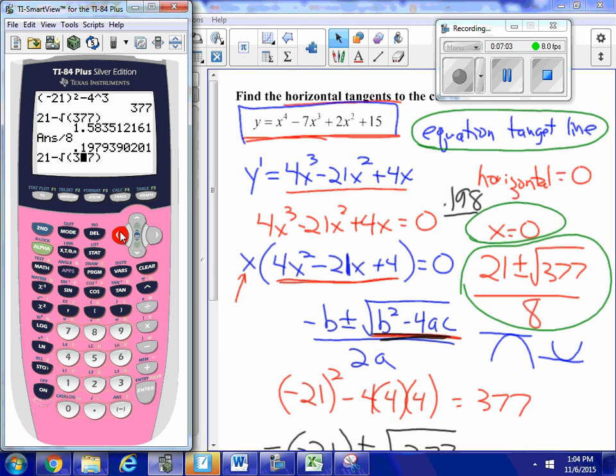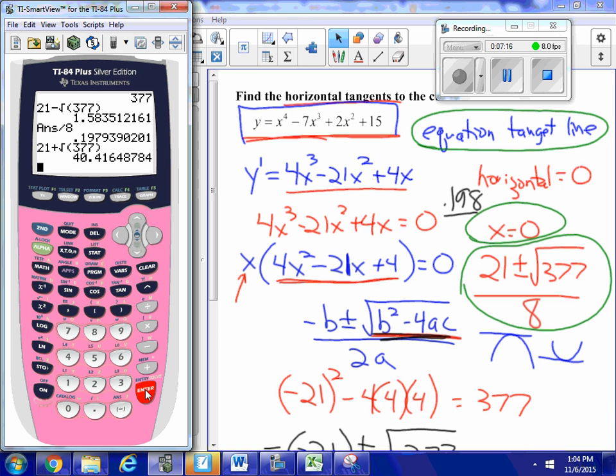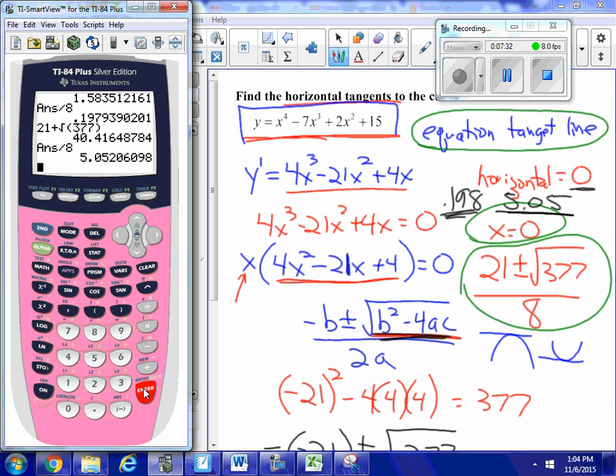And if I want to go to plus, I can just go back up here and copy that, enter, and then change it to a plus. Whoops, no, back here, hit it too many times. 21 plus the square root of 377, hit enter, and divide that by 8. And that's approximately 5.05. So at 0, 0.198, and 5.05, I should have local maximums or minimums.